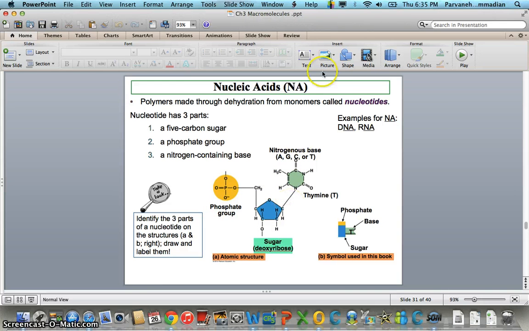So an example of a nucleic acid is DNA. DNA stands for deoxyribonucleic acid. So the NA comes from nucleic acid. RNA is ribonucleic acid.